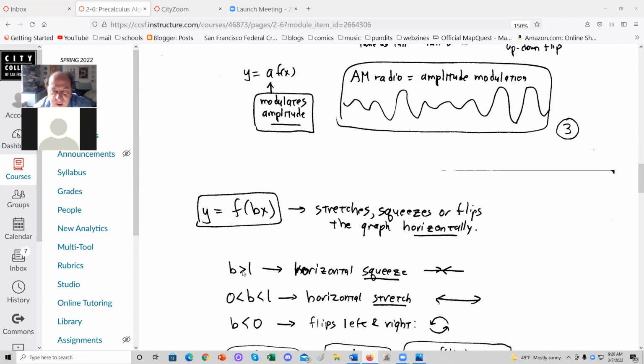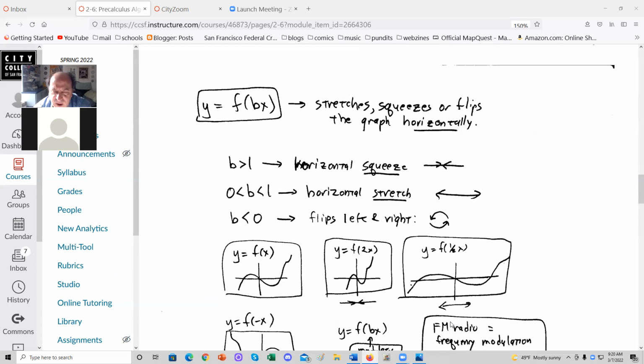So for example, if b is bigger than 1, then f of bx runs through its range more quickly, b times faster. So it squeezes the graph horizontally. And if it's between 0 and 1, then it delays the graph. It makes the function move through its range more slowly. So that corresponds to a horizontal stretch. If b is less than 0, it'll flip left for right.